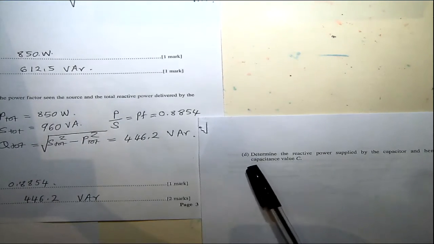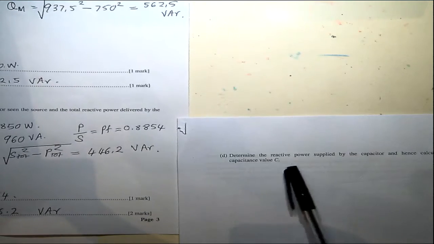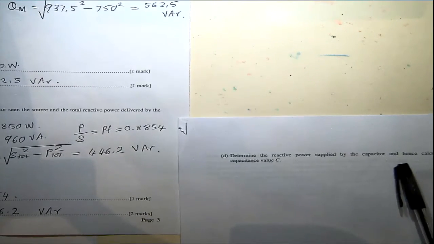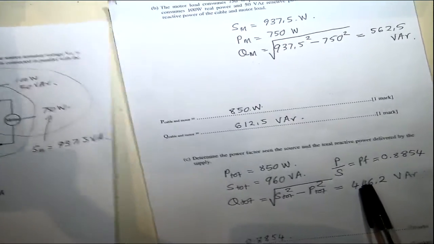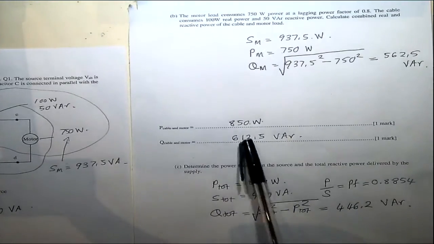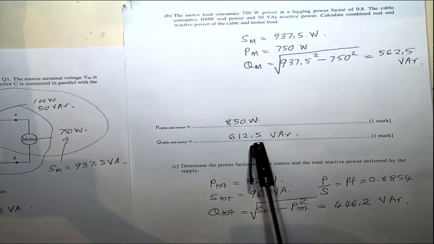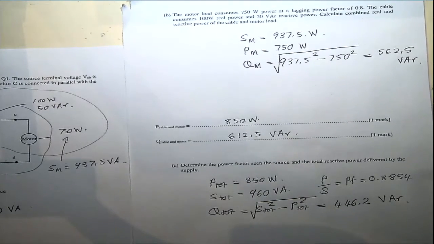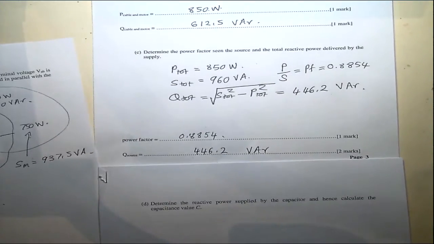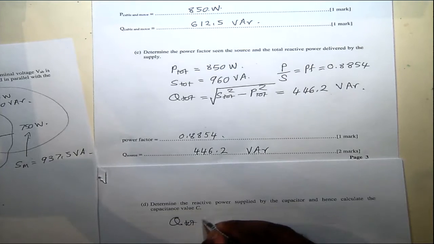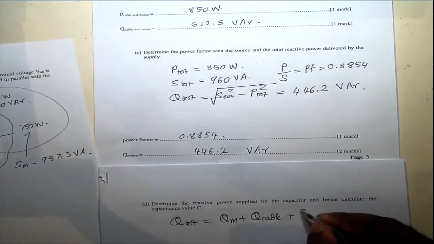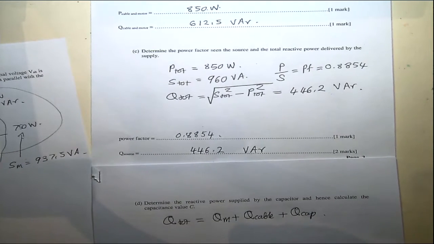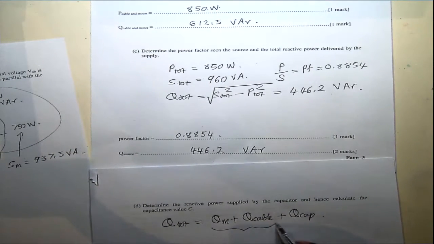So part D is to determine the reactive power supplied by the capacitor. So we have this much of reactive power supplied by the source, but the motor and the cable consumes this much of reactive power. So the remainder is actually compensated by the capacitor. So we can write the reactive power Q total is the sum of the motor plus the cable plus the capacitor. This is the total reactive power. So these two, we figured that out.